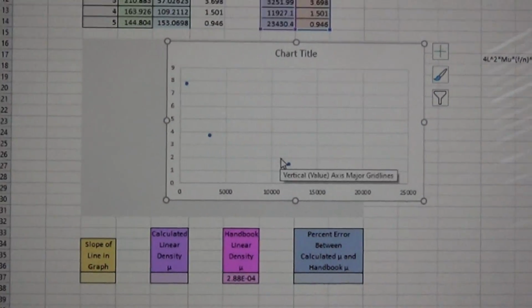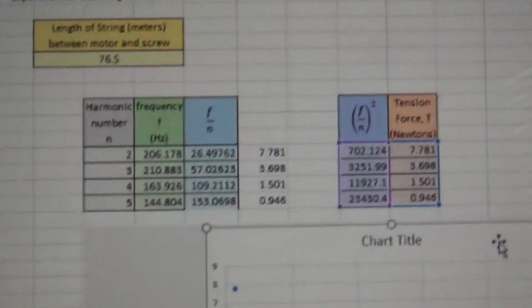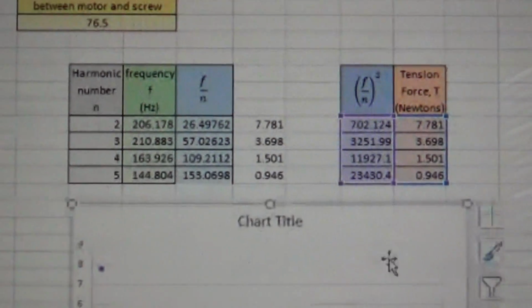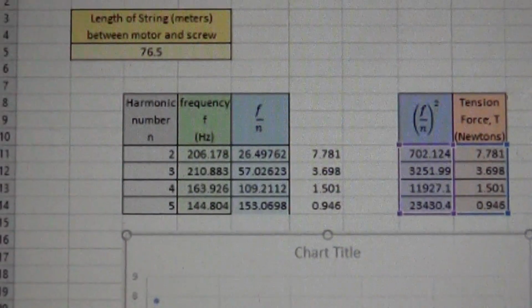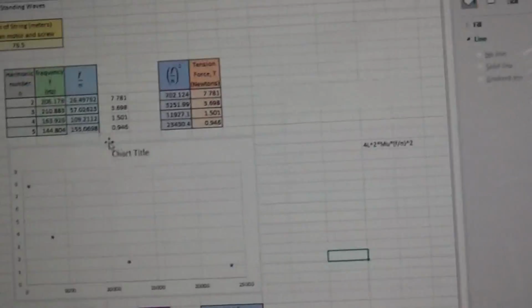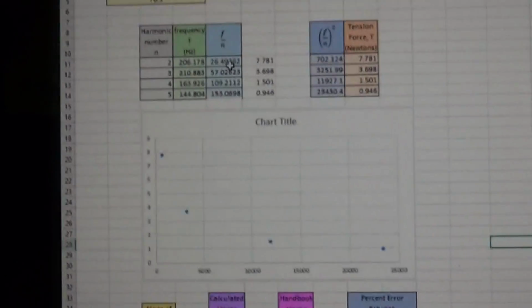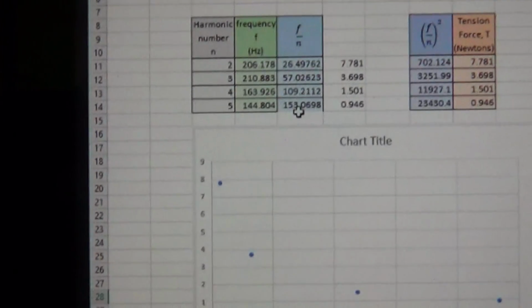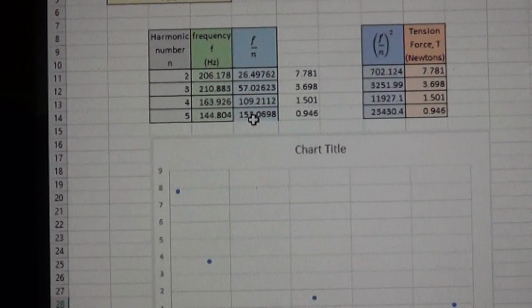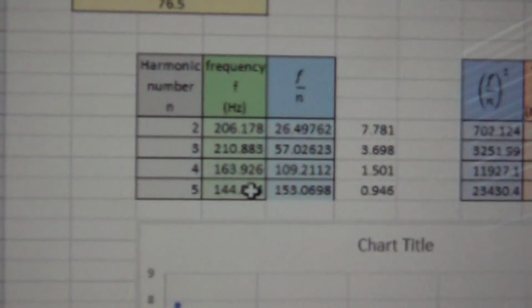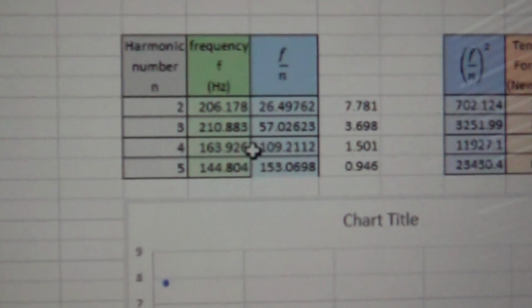All right, let me take a look at your numbers here. You have F over N. Oh, I think you've done something. I think I found it. Let me see. Frequency divided by the harmonic number. You see your F over N. The first two, because you take the frequency divided by 2, you should get 100.